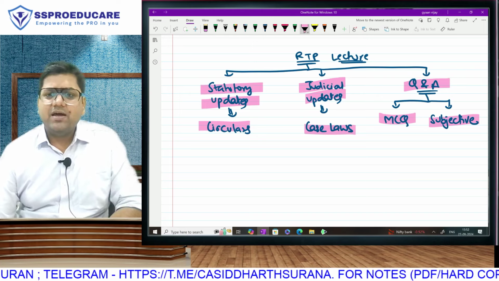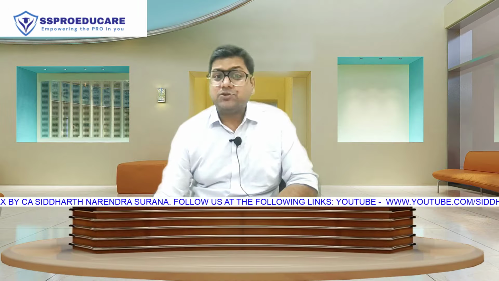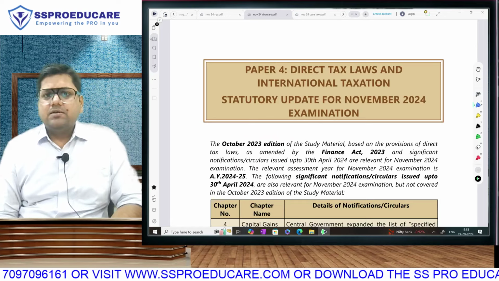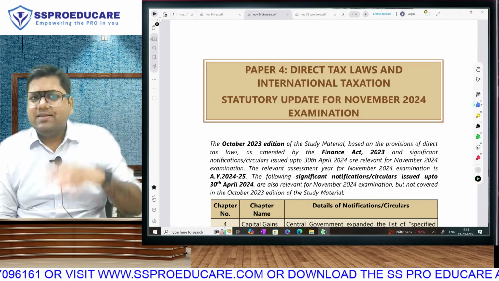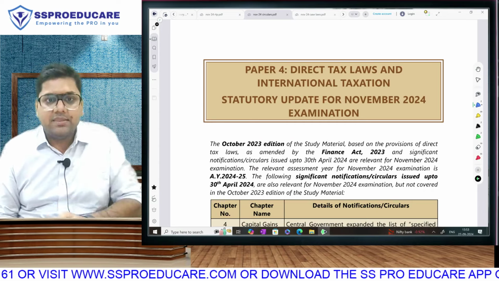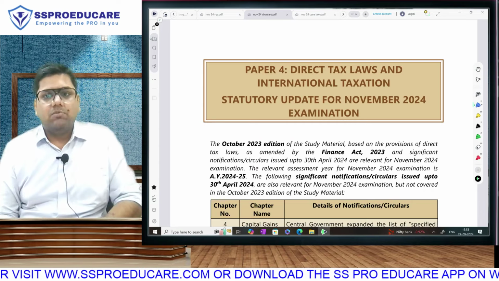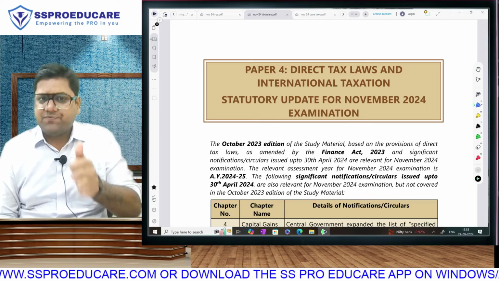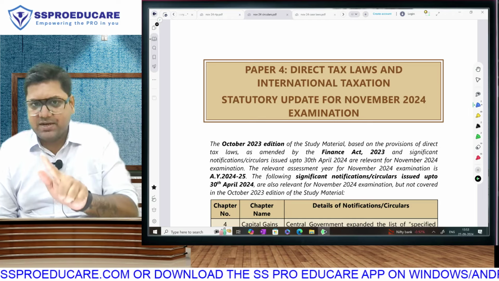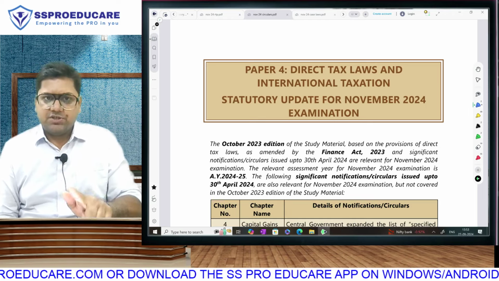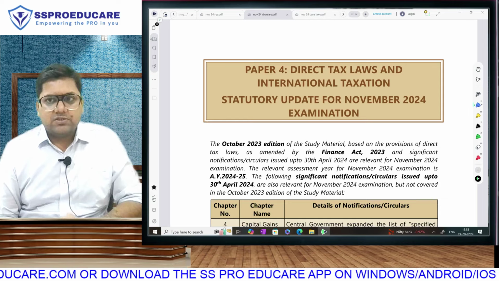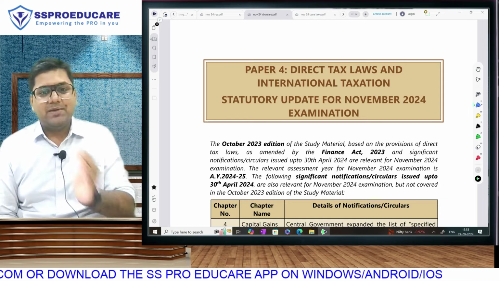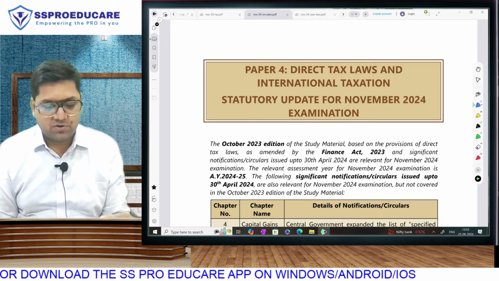So first thing that we are going to do is the statutory updates, the latest circulars. The reason we are doing the circulars and the case laws first is that there are some questions in the RTP which are based on some of these circulars. There is one question on a case law also. So first we'll finish the circulars, the statutory updates, then the case laws, the judicial updates, and finally we will go to the question solving, so that at the time of question solving you also understand what impact these circulars or case laws have on your questions.